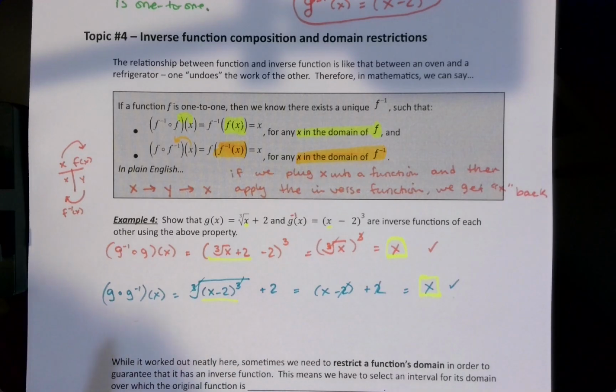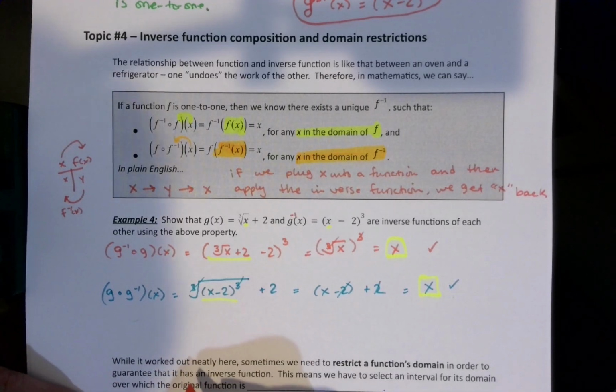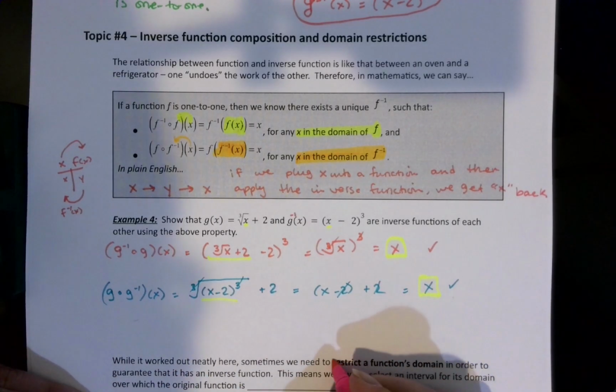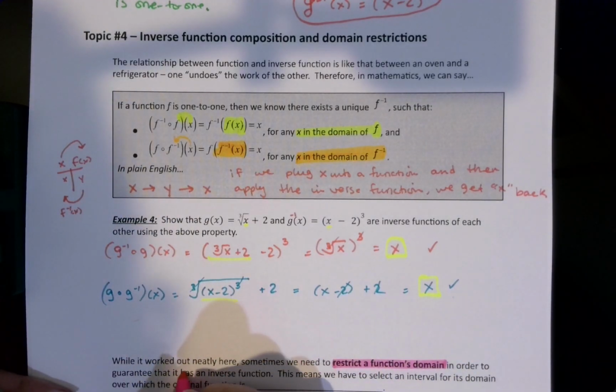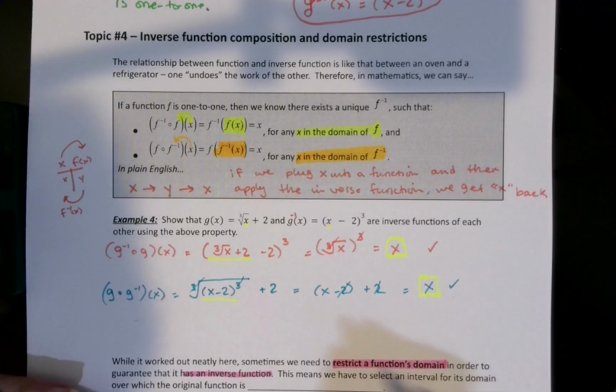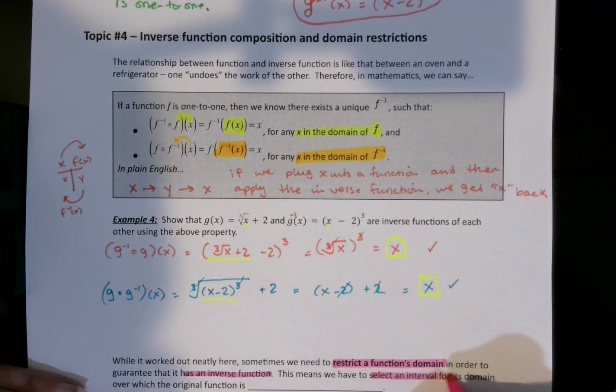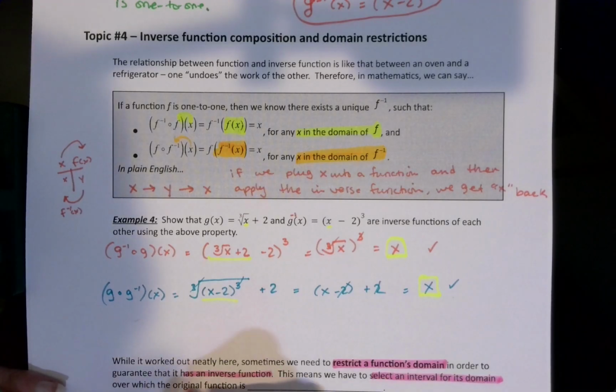Note, it says, while it worked out neatly here, sometimes we need to restrict a function's domain in order to guarantee that it's going to have an inverse function. That means that we'll need to select an interval for its domain over which the original function is 1 to 1.